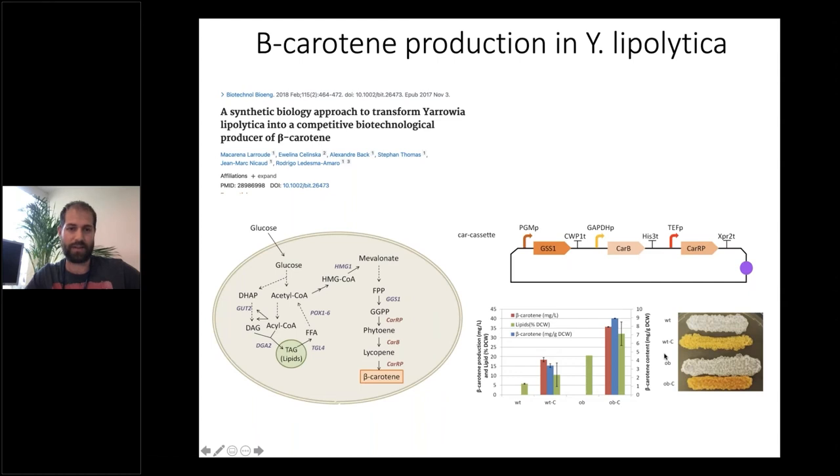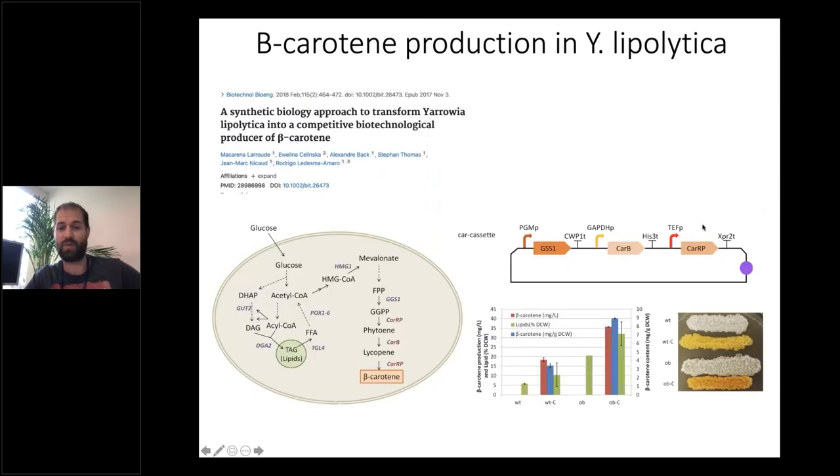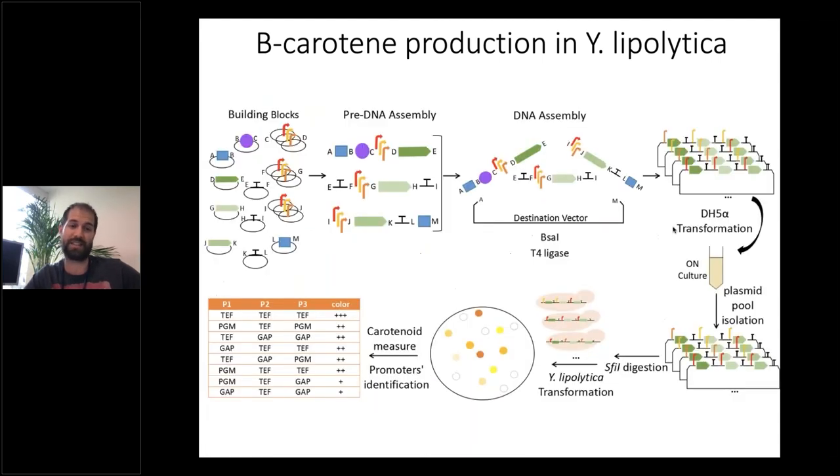So we did several modifications, and in the end, we wanted to optimize the flux towards this pathway. Coming back to this cassette here, there are three key genes controlled by three different promoters. We wanted to optimize this cassette to maximize the flux, and we did that by a combinatorial library assembly, where every promoter in the library was able to control every one of the genes. In the end, this library could be transformed into Yarrowia. And because luckily beta-carotene can be easily screened by eye, we could select the most orange colonies to identify by sequencing which are the key promoters in the cassette that drive the highest expression of beta-carotene.